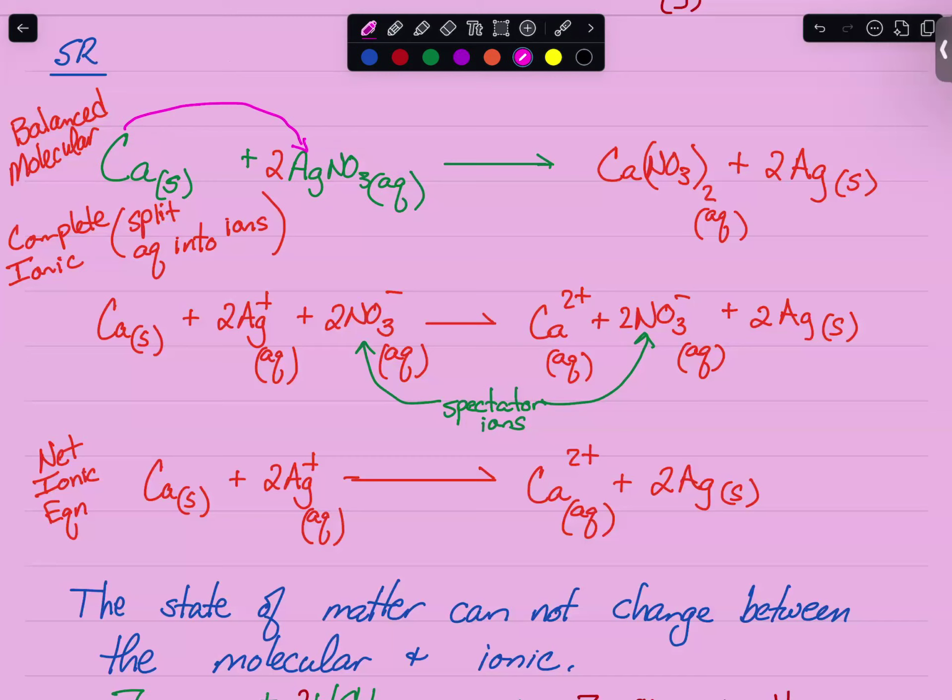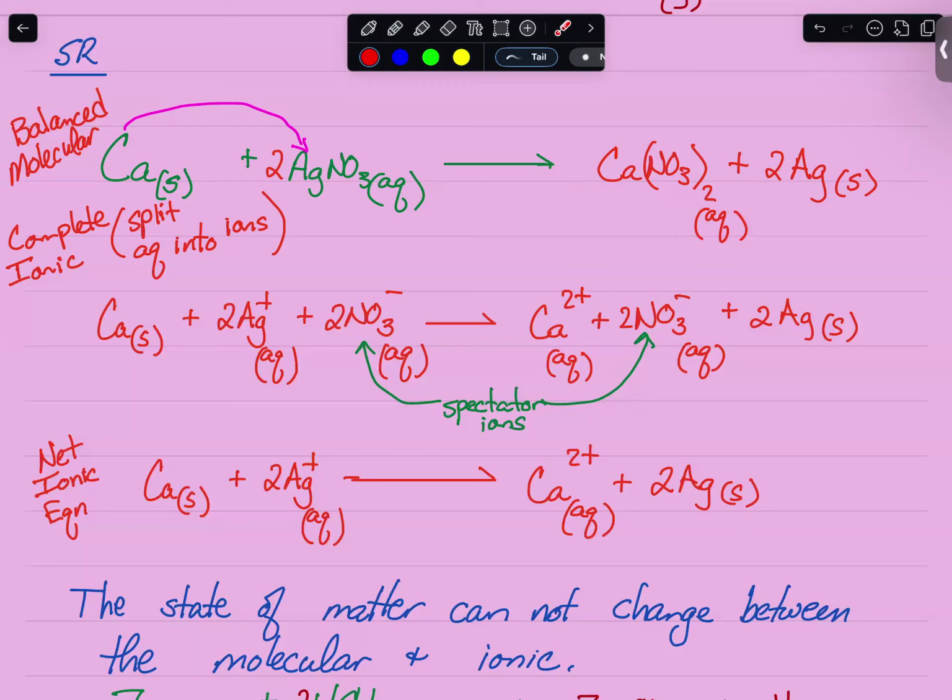And we end up with these two products, calcium nitrate, because the calcium replaced the silver, and the silver is left out by itself. Now, silver is a precious metal, so it's going to be a solid. Now we're going to look at our solubility rules and go calcium nitrate is a nitrate and it is soluble, so it's aqueous. That's the balanced molecular equation.